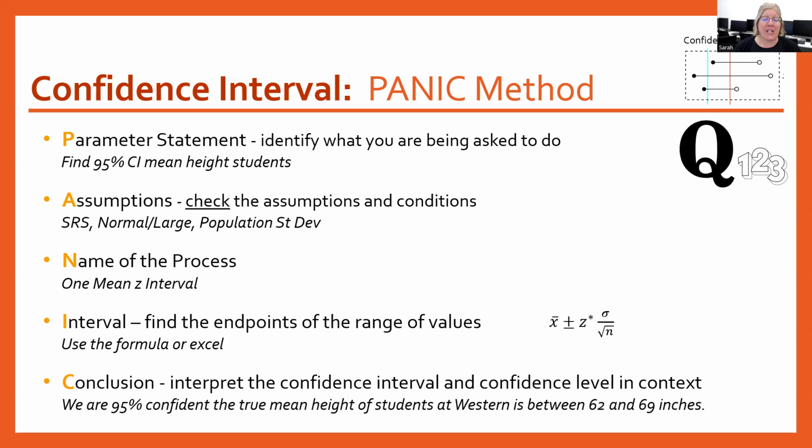The I in panic stands for the interval, and you're going to find the endpoints for the range of values. So that was the skill we just looked at in the previous video. And you can either use the formula or Excel. Either one is totally fine with me. And then part C we've also already looked at, and that's to interpret the confidence interval and the confidence level in context. So we are 95% confident that the true mean height of students at Western is between 62 and 69 inches, for example.